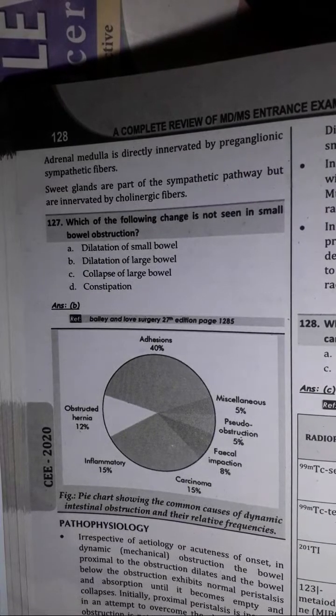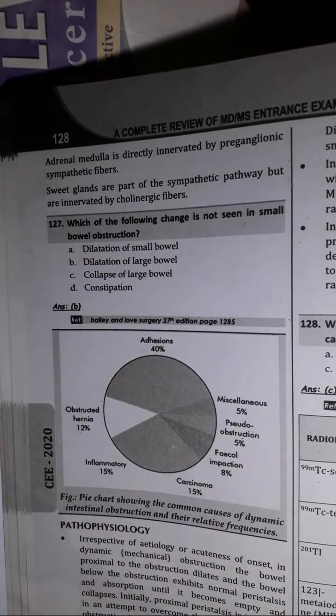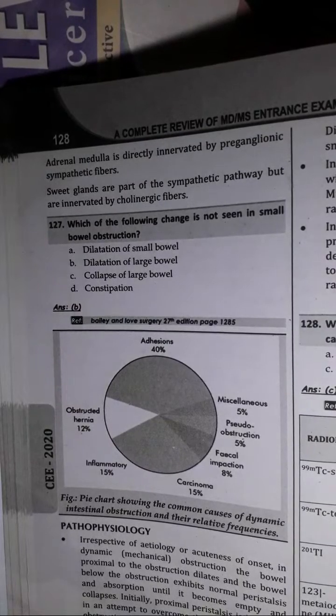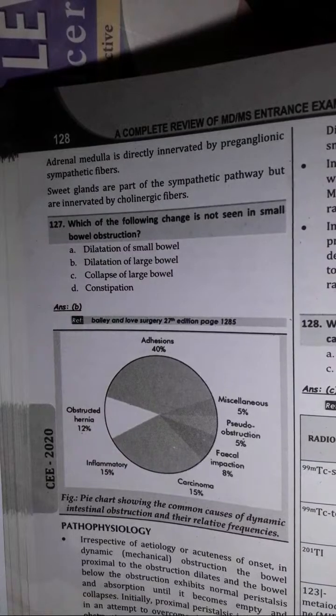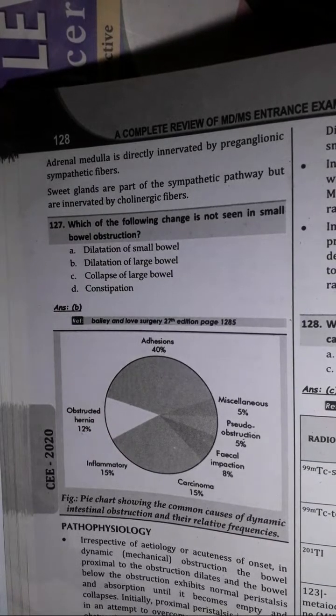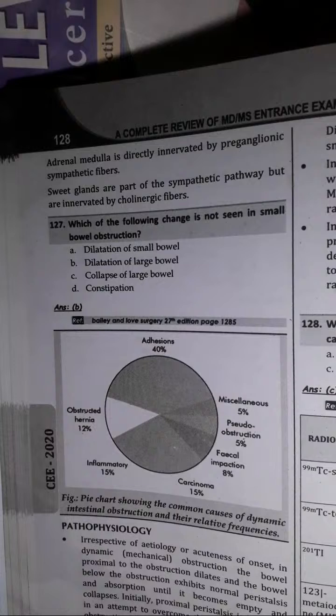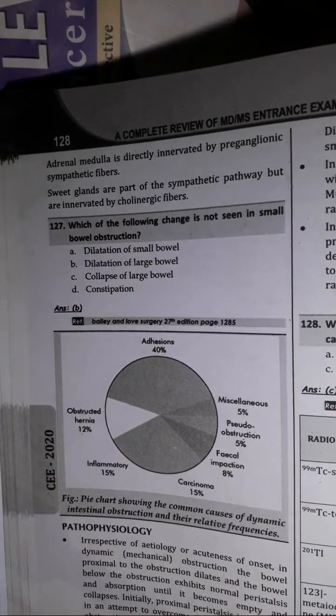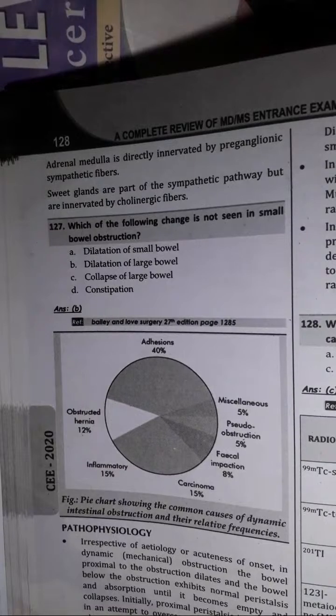For reference, we can see a pie chart showing the common causes of dynamic intestinal obstruction and their relative frequencies. Adhesions 40%, obstructed hernia 12%, miscellaneous 5%, pseudo-obstruction 5%, fecal impaction 8%, carcinoma 15%, inflammatory 15%.